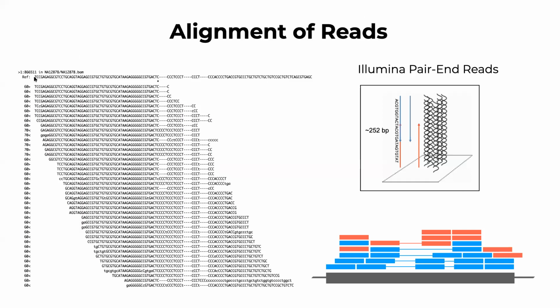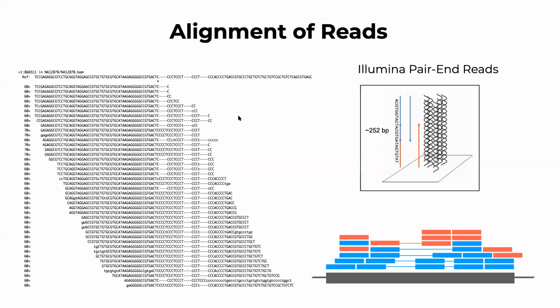You have some kind of a reference, and each read is aligned to the best position on the reference. Sometimes there is a gap that is present in the read, and that will be denoted by these dashes. And sometimes you will also have some specific variation. That variation is what we call a mutation.